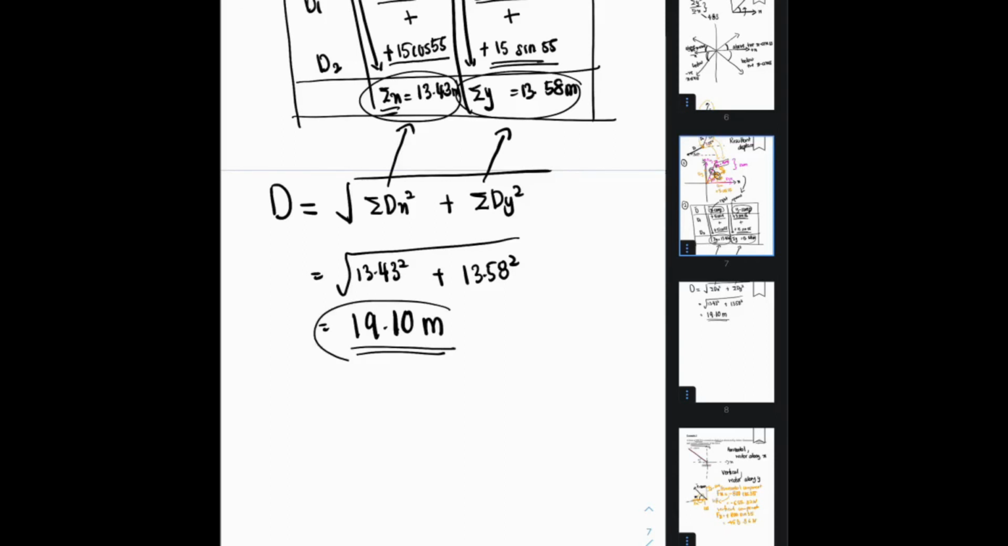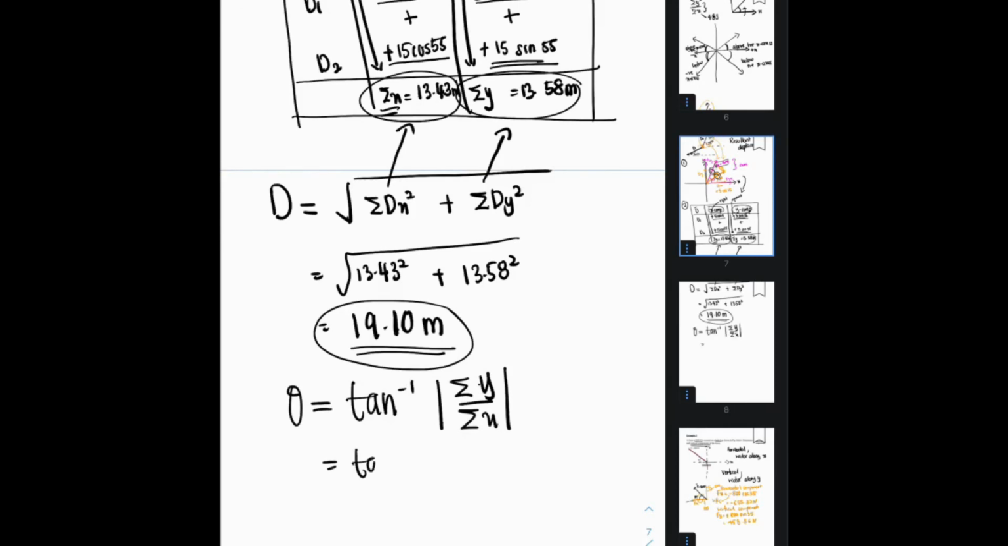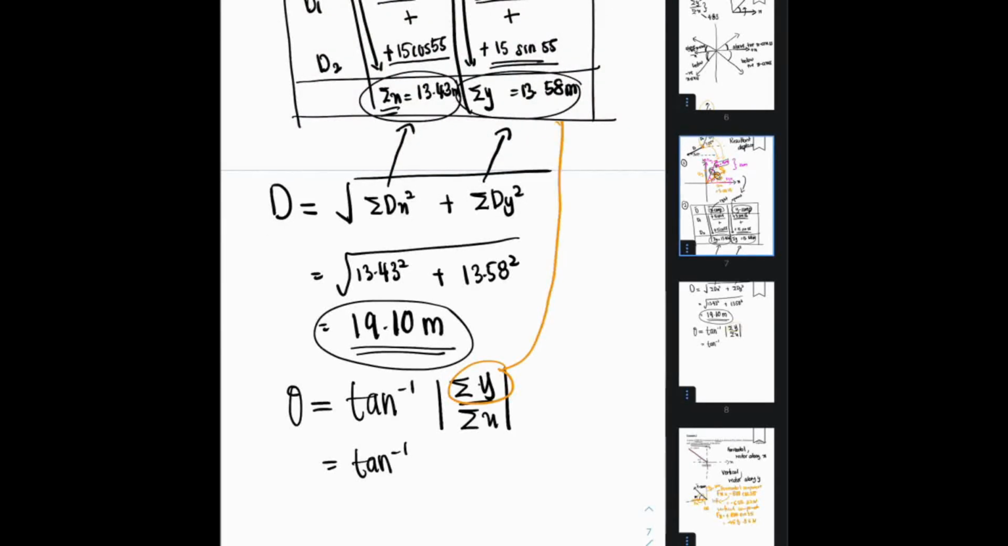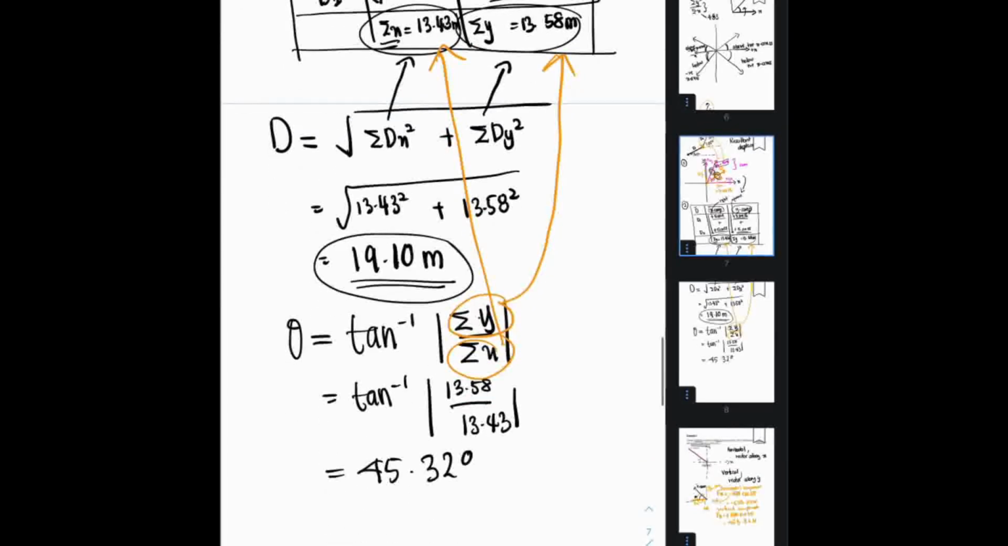Okay, so next kita nak cari dia punya direction sebab ini baru magnitude sahaja. Direction kita guna kaedah theta is equal to shift tangent summation of y component over summation of x component. So dalam kita punya equation, dalam soalan kita summation y kita adalah ini dan summation x kita adalah yang ini. Therefore kita akan masukkan nilai dia, 13.58 divided by 13.43. So tekan calculator, 13.58 divided by 13.43, shift tangent kita dapat 45.32 degrees. So apa yang kita dapat ini baru angle sahaja, belum direction.